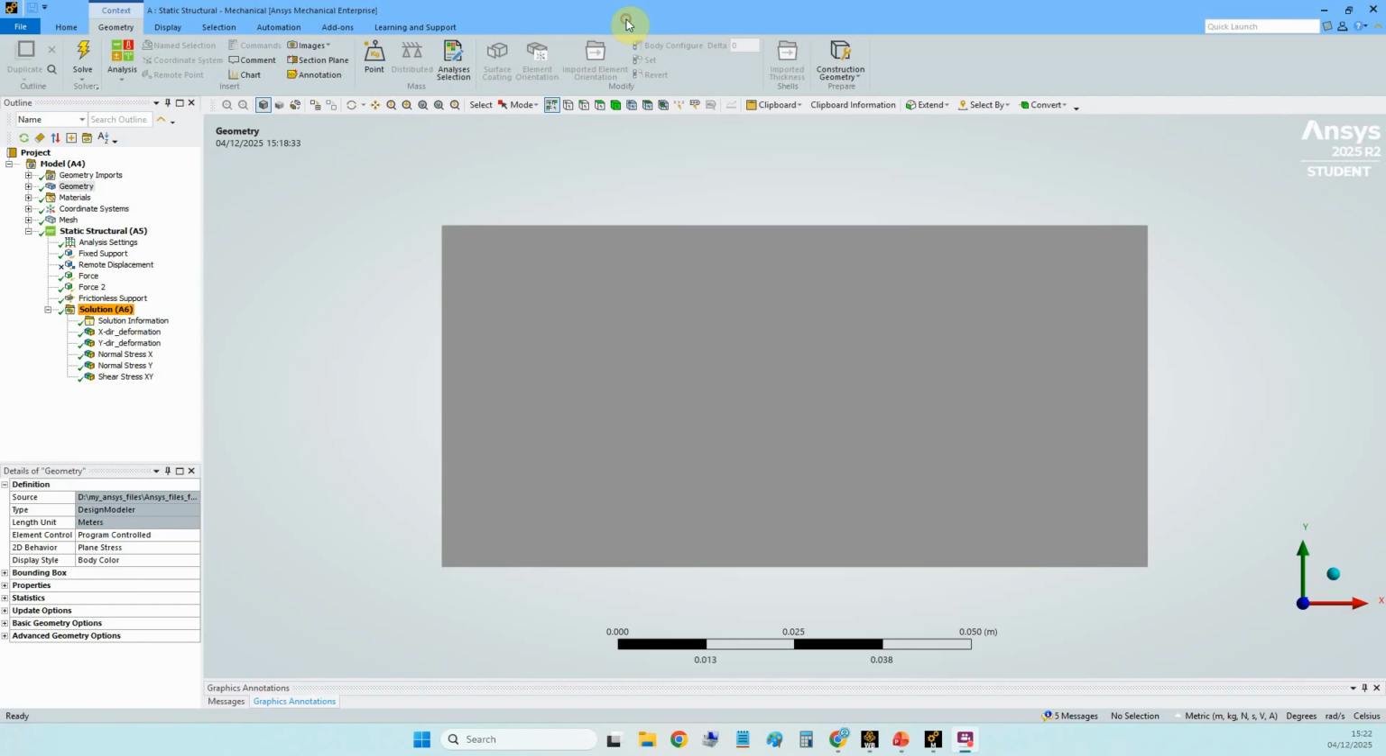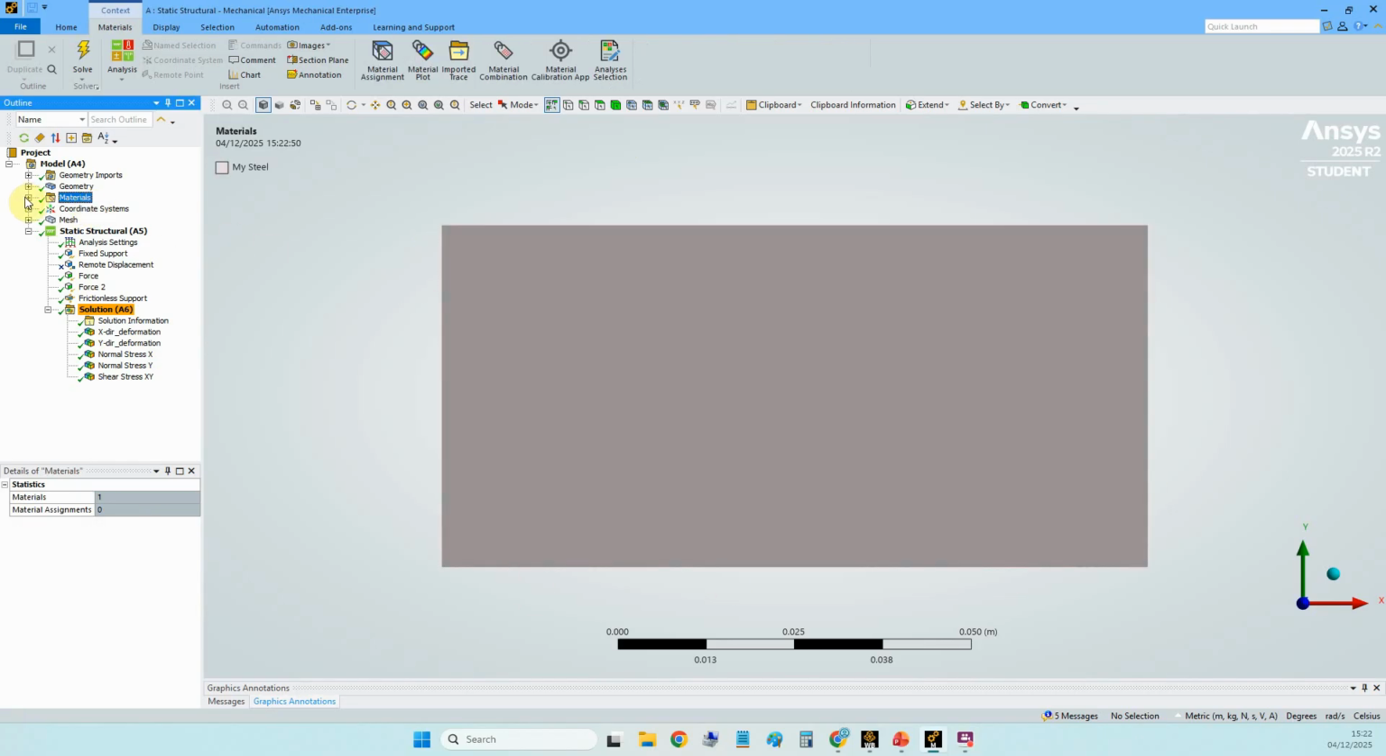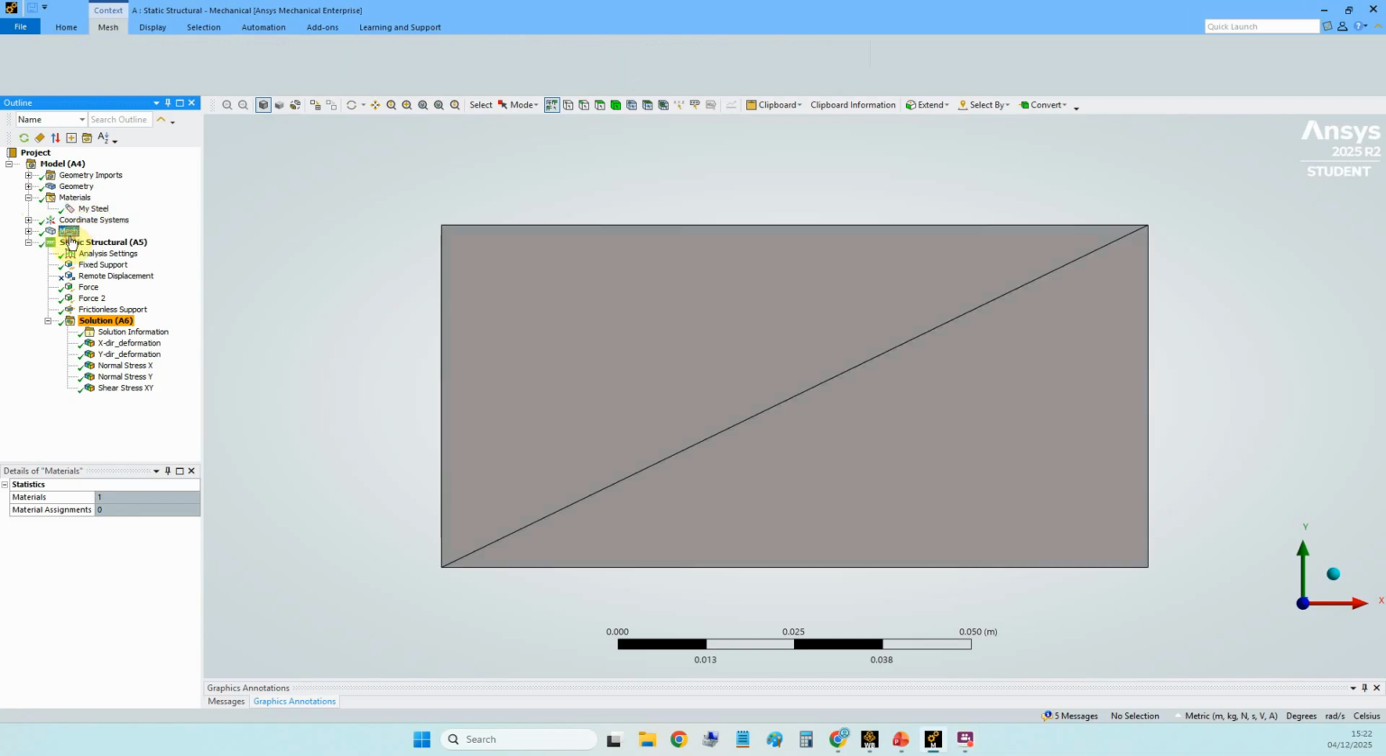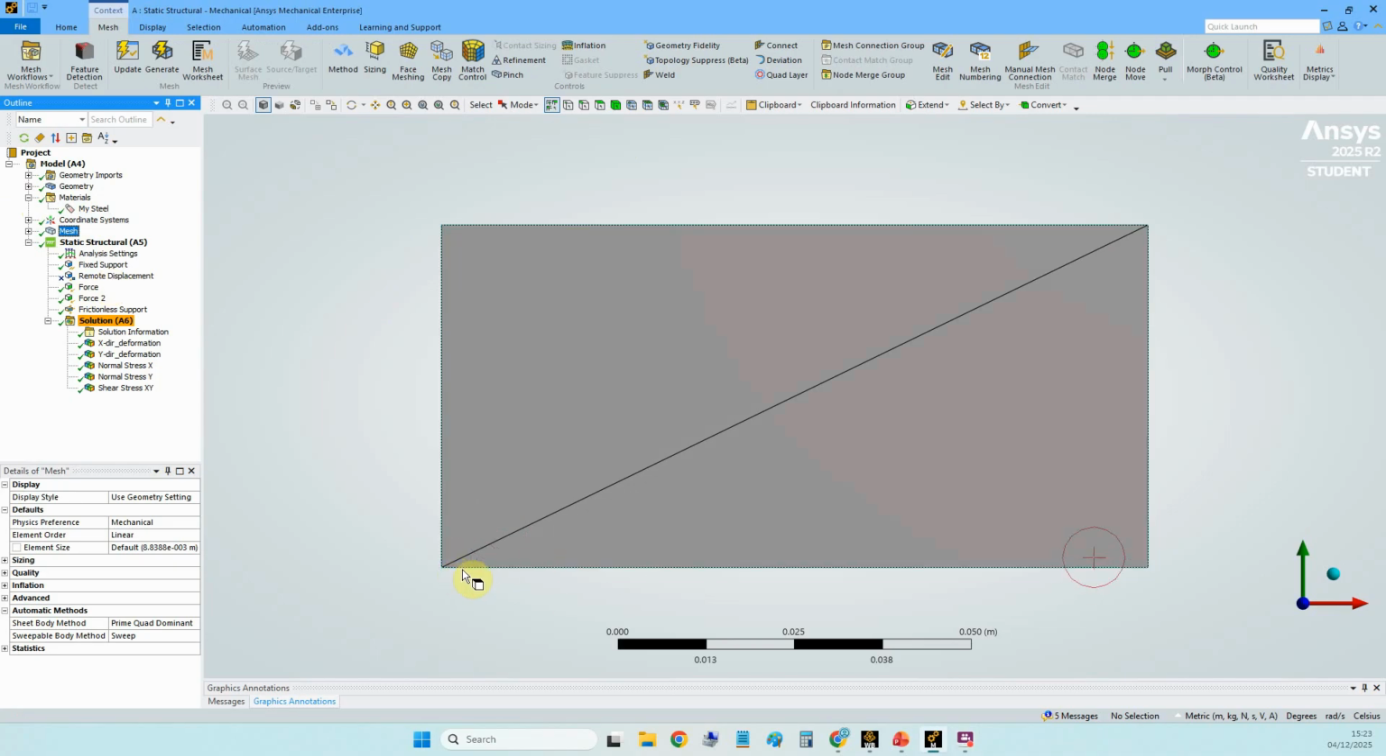So here I am in ANSYS Workbench, and I've just made a rectangle according to the dimensions that we were given. I gave this rectangle material properties according to the properties that we were given. And then I set up a mesh. So I divided my model into two constant strain triangle elements.